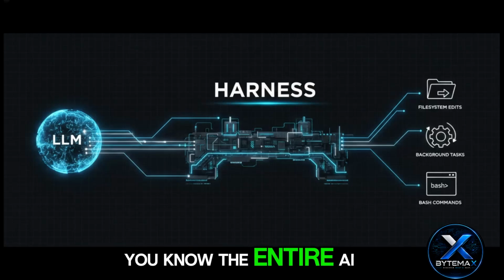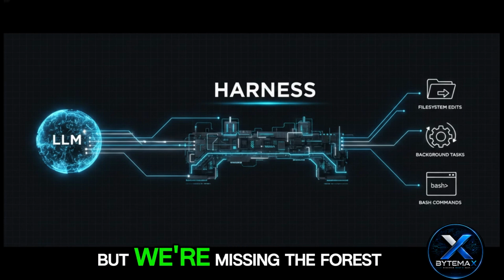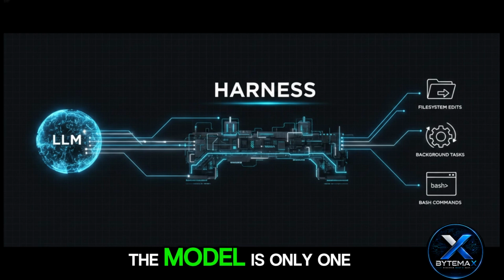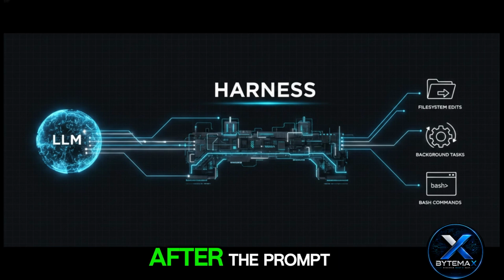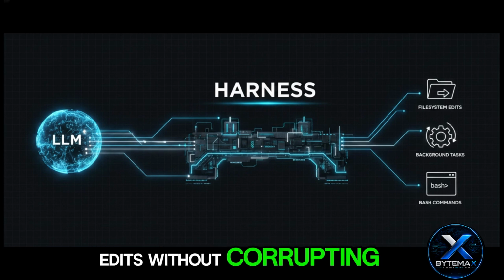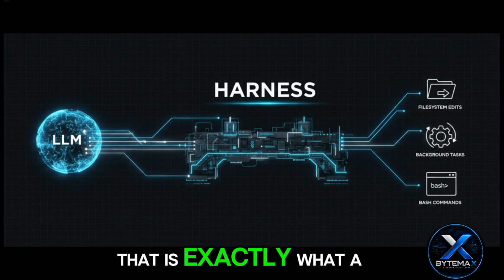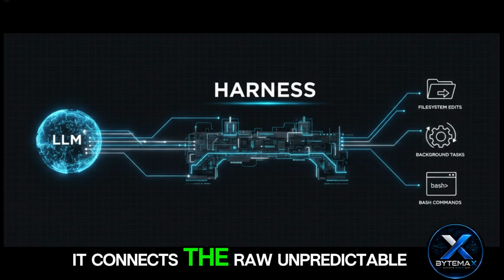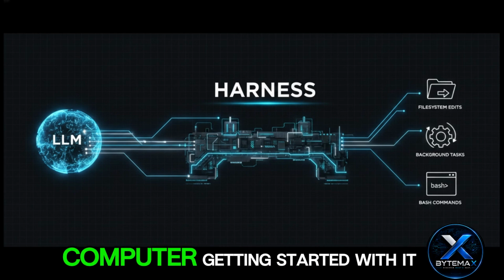You know, the entire AI industry is completely obsessing over parameter counts right now, but we're missing the forest for the trees. The model is only one piece of the system. The real engineering problem starts after the prompt. Think about it. How do you handle file system edits without corrupting data? How do you securely execute a bash command? That is exactly what a harness does. It connects the raw, unpredictable brain of the LLM to the actual physical reality of a computer.